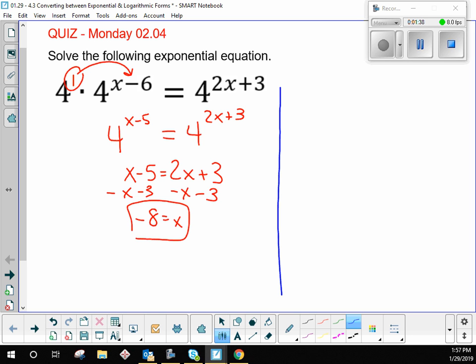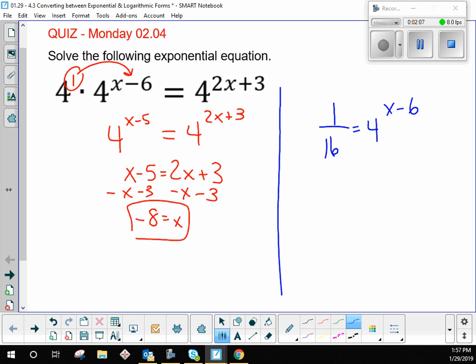In this problem, everything already had the same base. We didn't have to do any rewriting like we did last Friday, but let me give you something that does look kind of like that. Let's say we're going to still go with base of 4, but let's say we had this instead. Okay, so I have base of 4 on the right-hand side, but the left-hand side is weird.